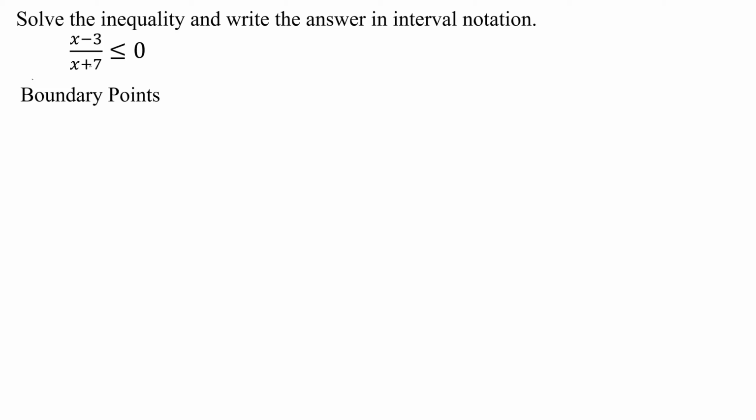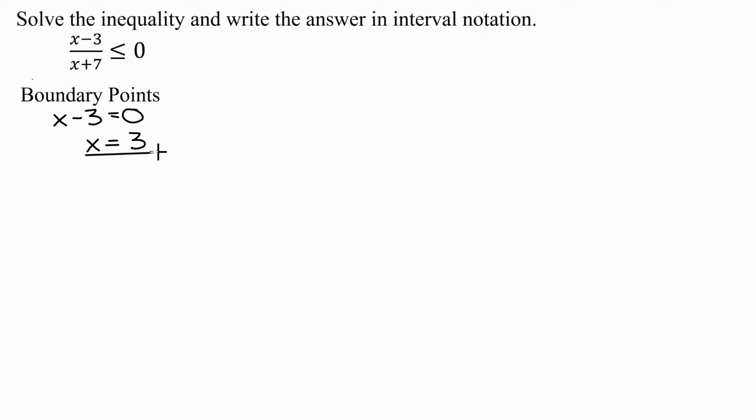So I'm ready to find the boundary points. Boundary points are where this rational expression either equals 0 or is undefined. A rational expression equals 0 when the numerator equals 0. So you set the numerator equal to 0. I get x - 3 = 0. Add 3 to both sides. I get x = 3. That's one of my boundary points.